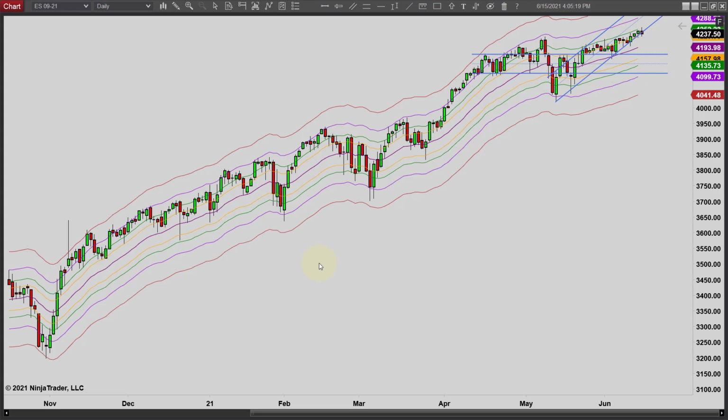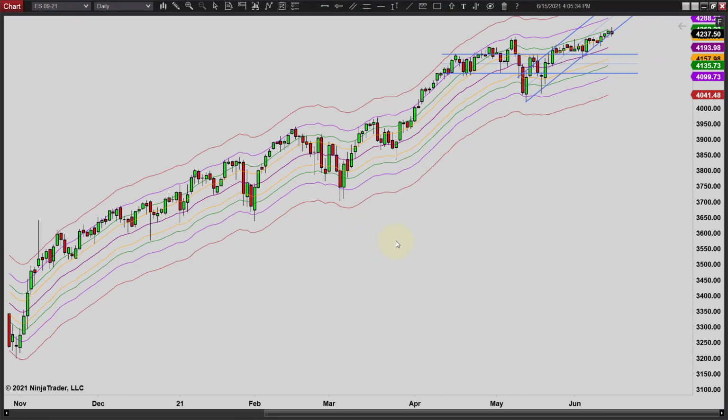This will be our chart lesson for the day, and I thought I'd show you this daily chart first. This is the updated daily chart looking at the September contract. It looks fairly similar, but it's a little bit different than the other one was.